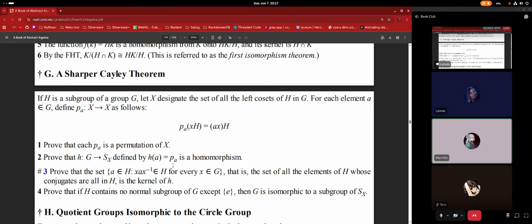All the elements of H whose conjugates are all in H. So it would be a normal subgroup of H, right? Yes, yes. Well, I think this is a normal subgroup of G as well. This thing. Well, we know for sure that the identity element will be in there.